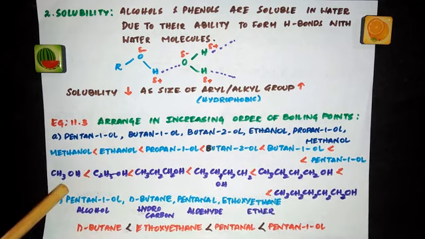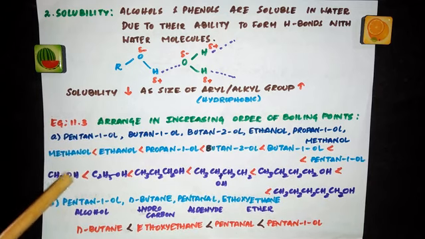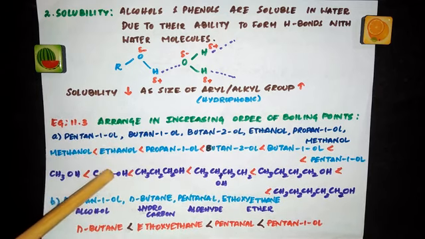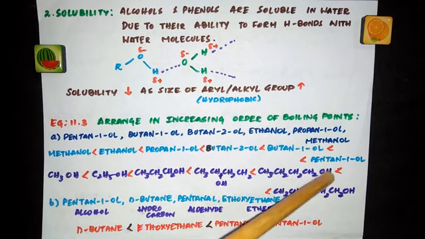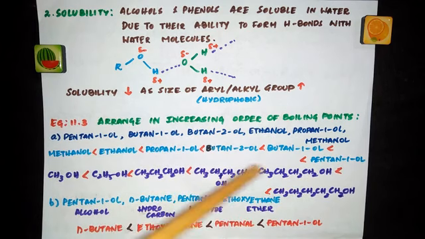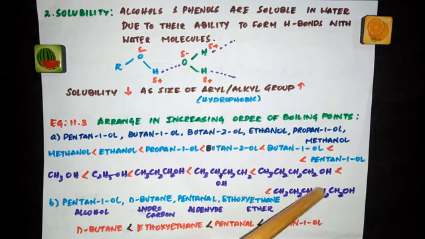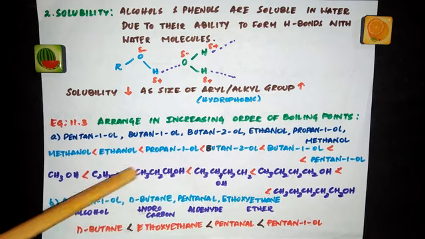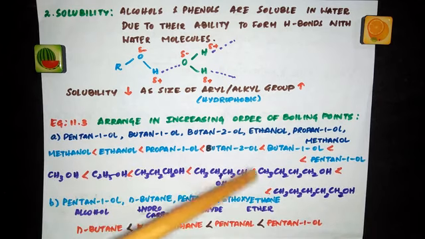So I have written the formulas also. Methanol CH3OH, ethanol C2H5OH, propanol CH3CH2CH2OH, butan-2-ol. So this is 2-ol, this is 1-ol, here there is branching, so it has a lower boiling point compared to this. And finally pentan-1-ol. And the next question is pentan-1-ol, n-butane, pentanal, ethoxyethane.